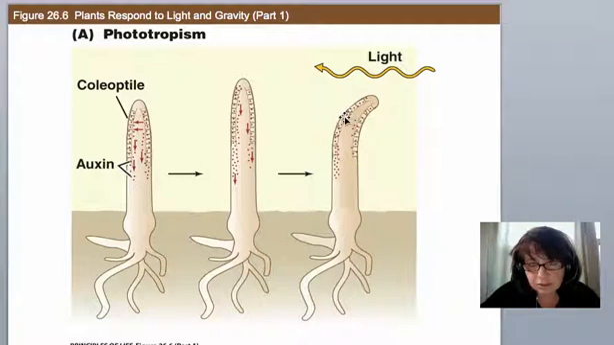And you can kind of see here it makes these cells longer. Where there's more auxin, it's made up here, transported down here. Where there's more auxin, the cells bend and get bigger, and that makes the plant lean towards the light.